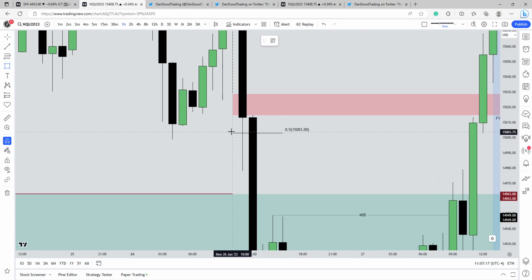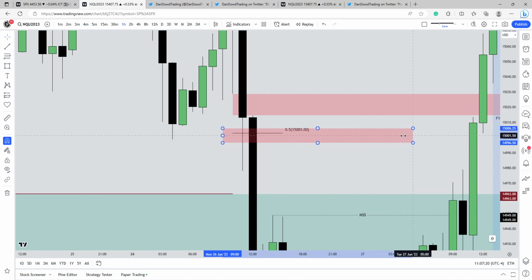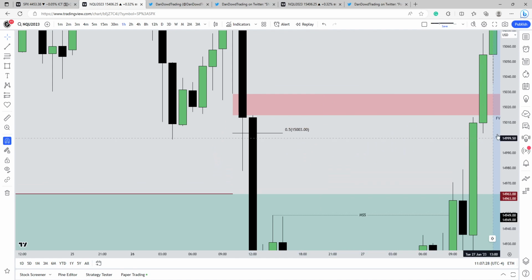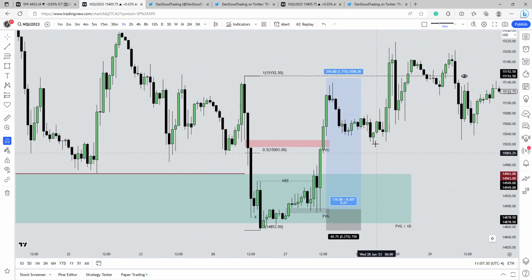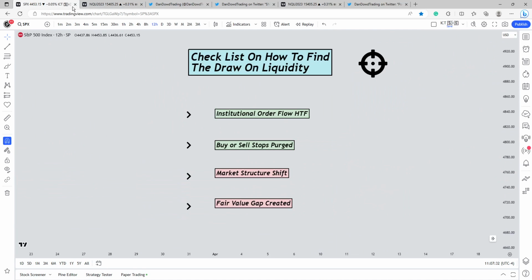So let's say the imbalance was something like this, right? It was overlapping a discount to premium. Well, I want to look for the imbalance that is completely above that 0.5 fib, or you could say it's fully in a premium of the range. So those are two different ways that you could find the draw on liquidity here. All we're doing is looking at institutional order flow.